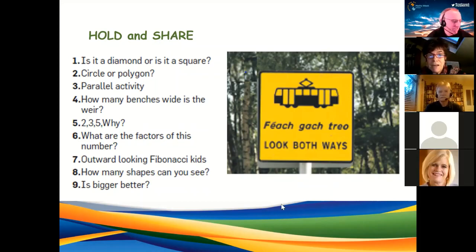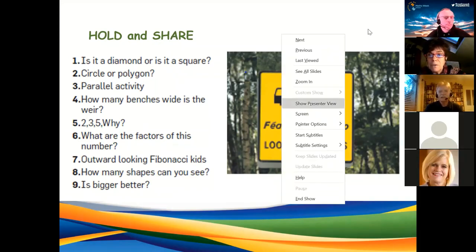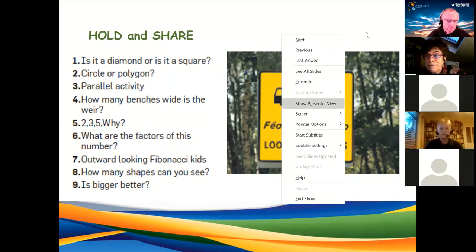So there's a bit of variety on this one: number 1, 5, 3. Okay, so number 3 is parallel activity, yes. And number 1 is, is it a diamond or a square, and number 5, 2, 3, 5, 5. Okay, so then the next one.